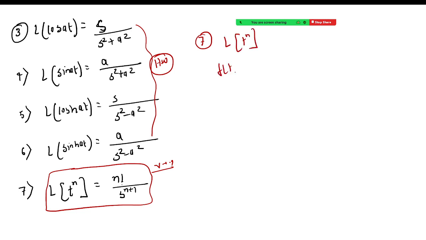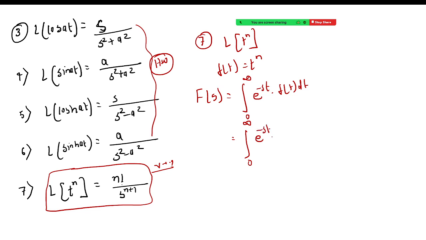So your f(t) is t to the power n. So your F(s) is equal to integral 0 to infinity e to the power minus st, and I have told you that, f(t) dt, fine. So once I substitute the value of f(t), e to the power minus st is over here, and f(t) is your t to the power n, and dt. So now what you see over here, this is an integration by parts. You can use integration by parts, and after that you can calculate the value of this particular integral. All right. So one way is to use integration by parts, right?